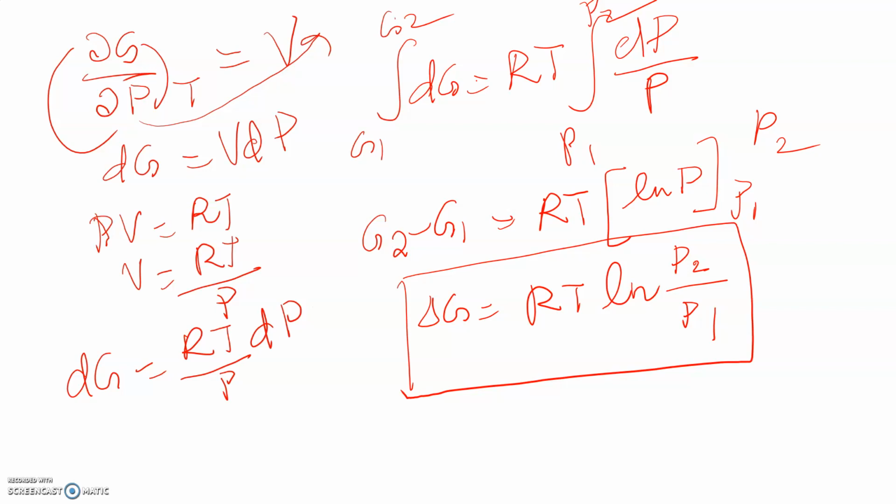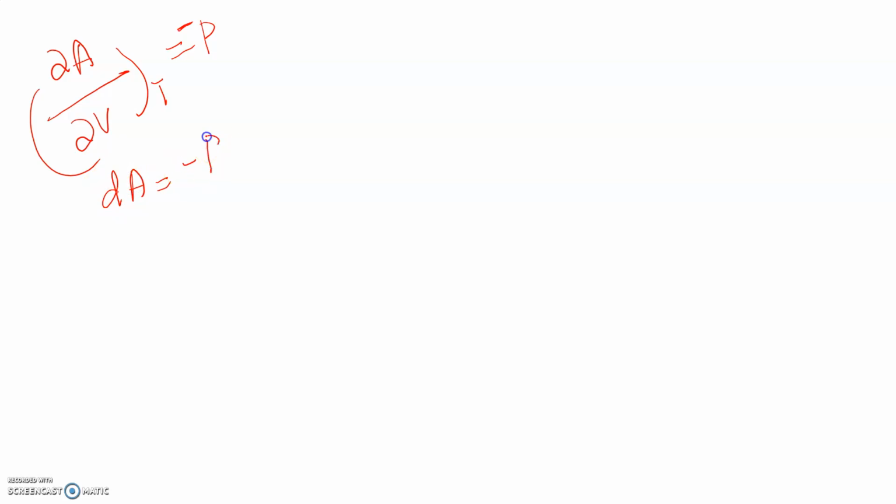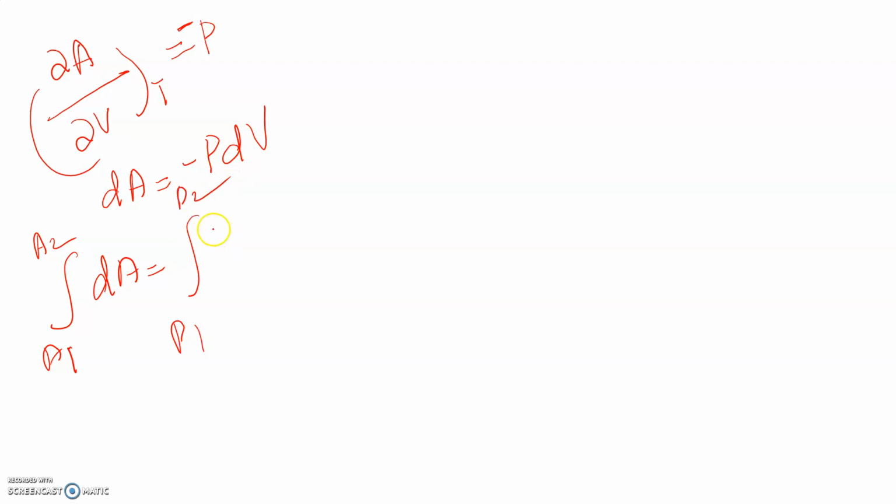Okay, similarly, we have dou A by dou V at constant temperature is equal to minus P. From this, what is dA? dA is minus PdV at constant temperature. Doing the same procedure as before, integrating between limits A1 and A2, dA is equal to, for P we can substitute as integral V1 to V2 minus RT by V dV.